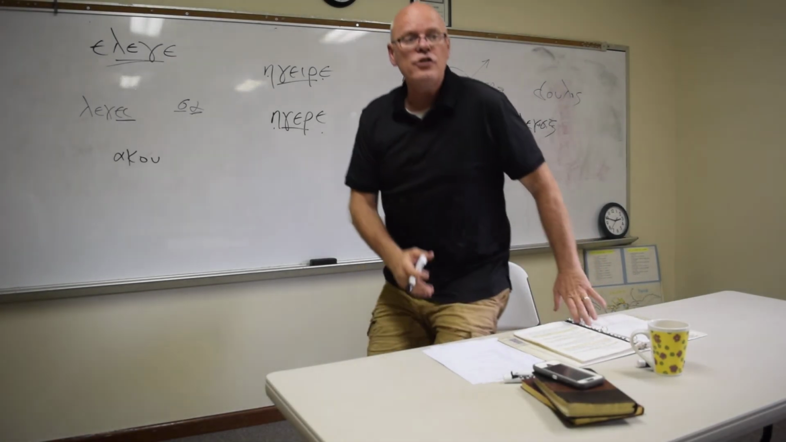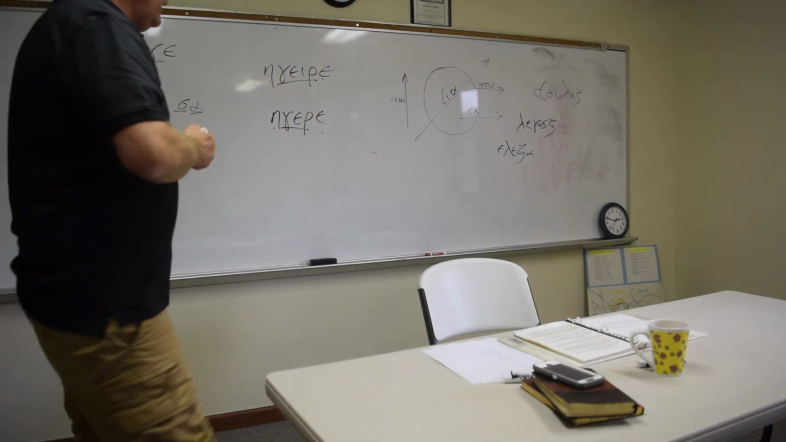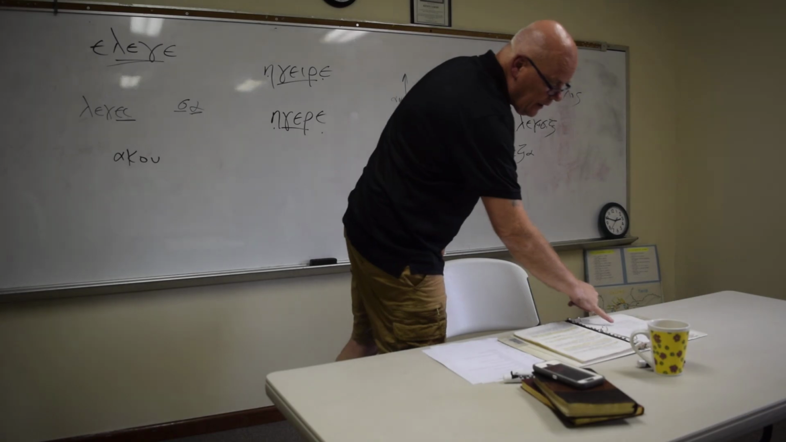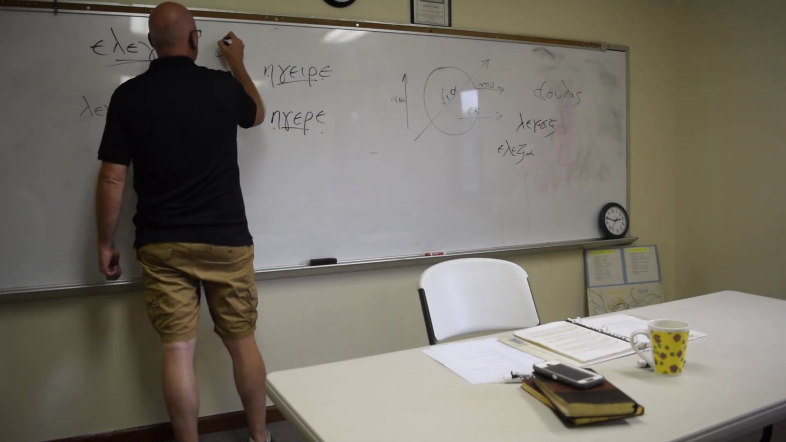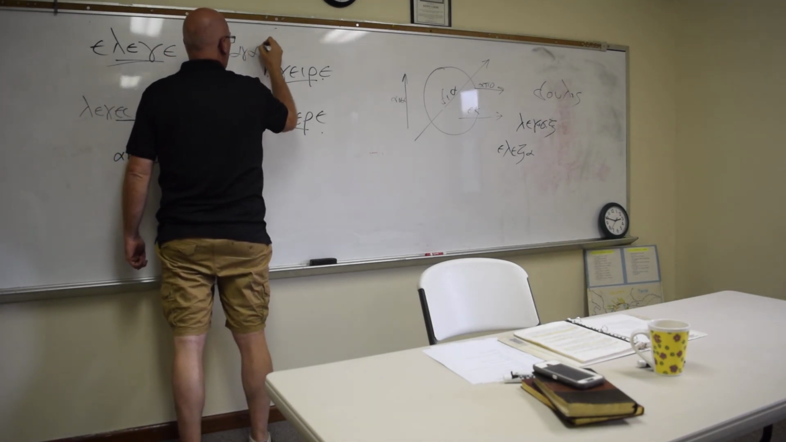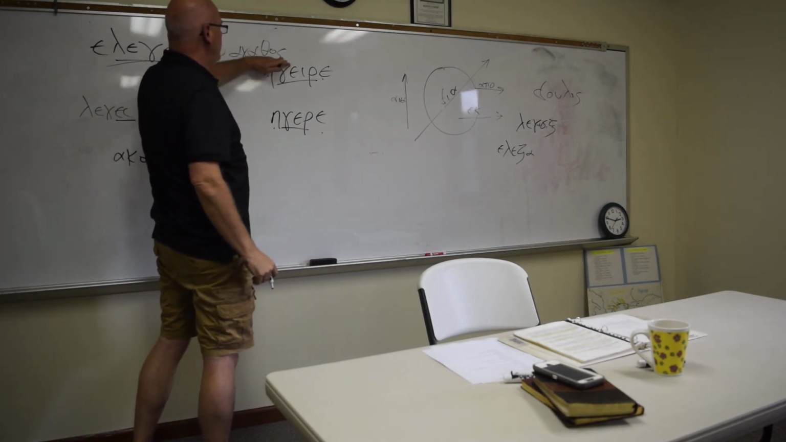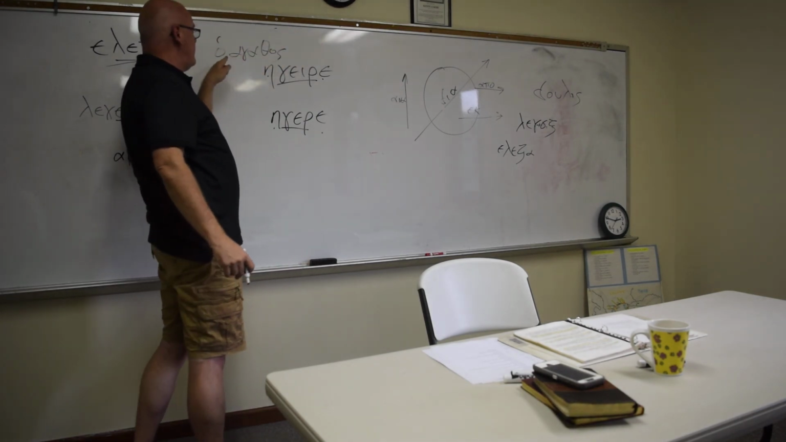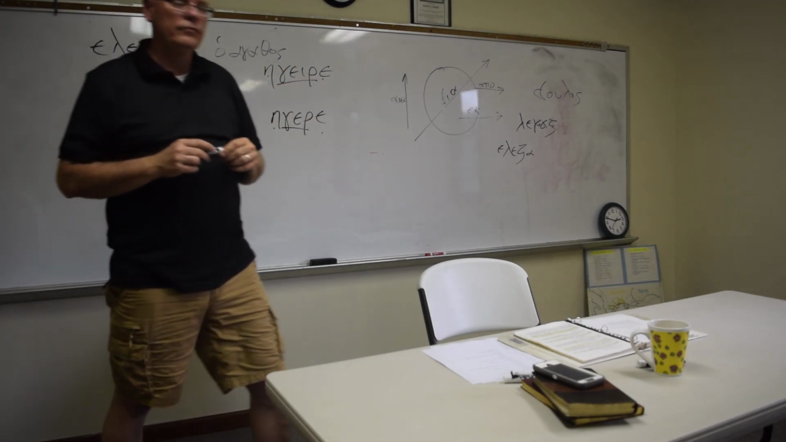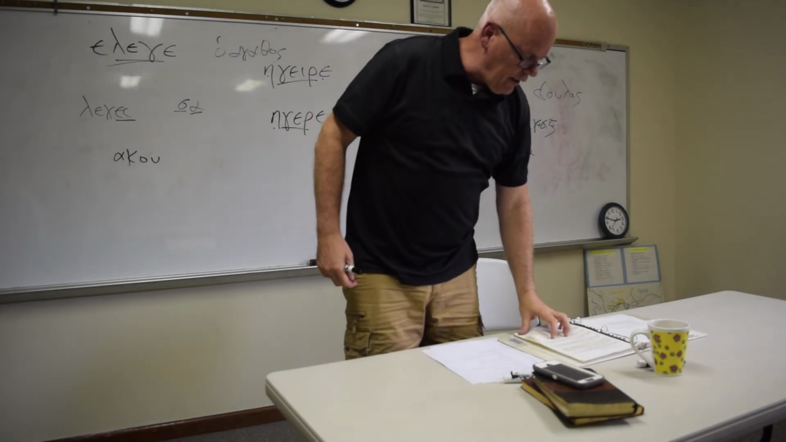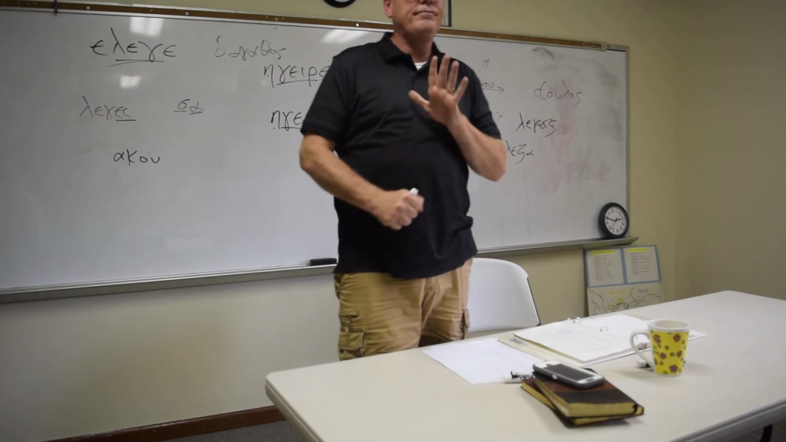Okay, so in that case, you don't have a noun. You've got an adjective, like if you just had ho agathos and that's all you had, no noun, then that becomes your noun. Those are the three uses of an adjective. Okay, any questions on that?